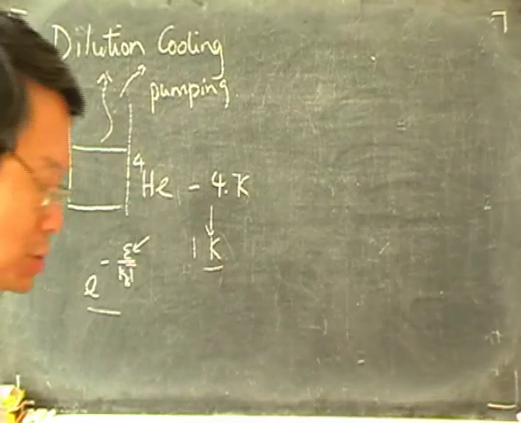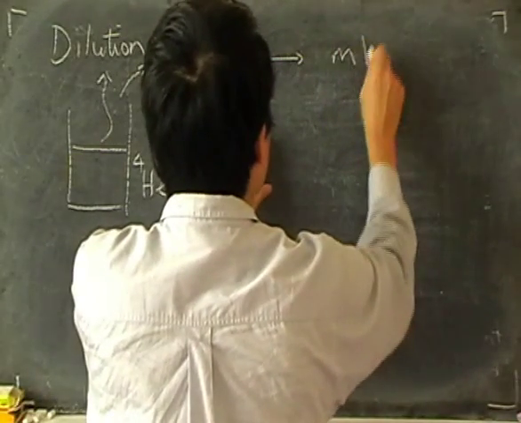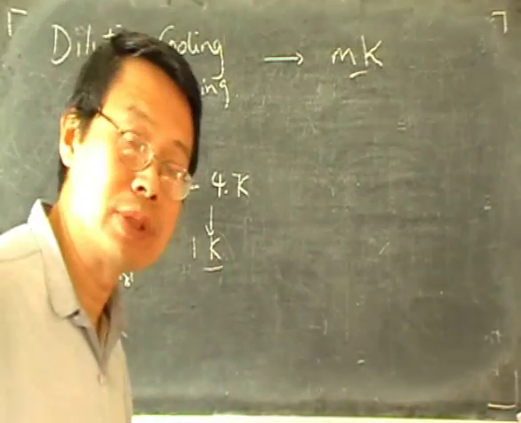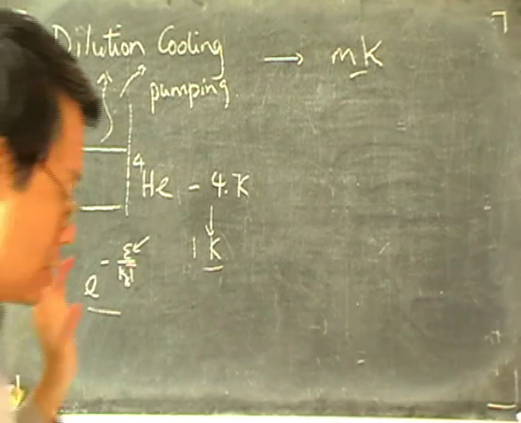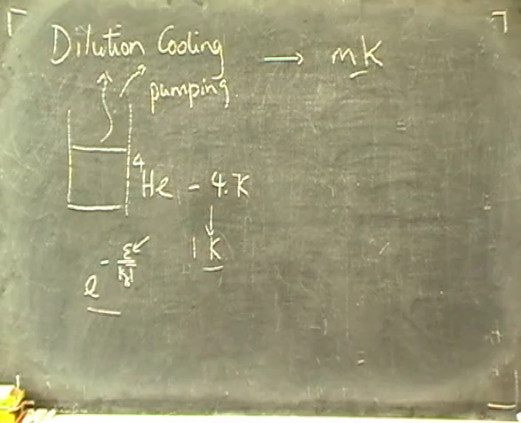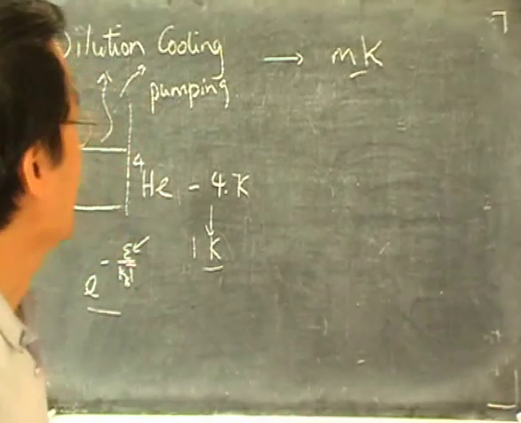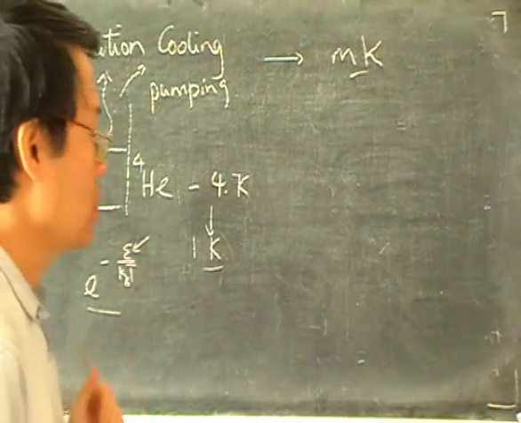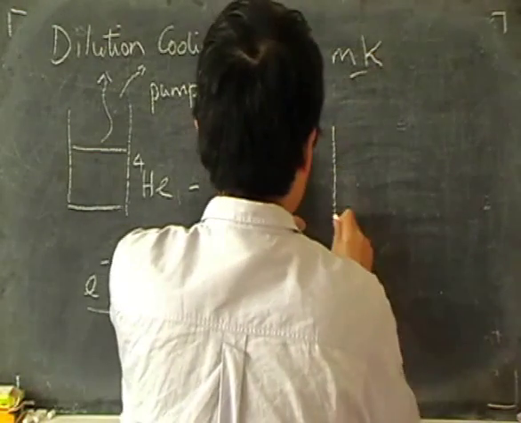Now in this method of dilution cooling, we are interested in bringing the temperature all the way down to the millikelvins. That is a lot lower than 1 Kelvin. In order to do this, we need a completely different method. We can't just do it by evaporating the liquid helium anymore. There are a few ways to do it, and for this topic, we are going to look at what is called the dilution cooling method. And this is what is involved.